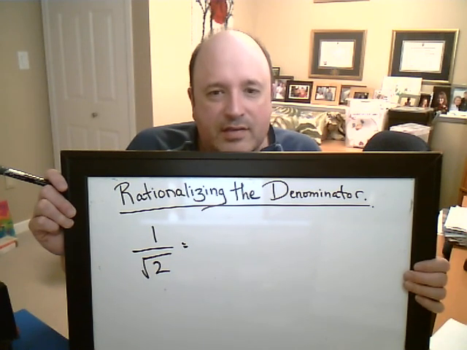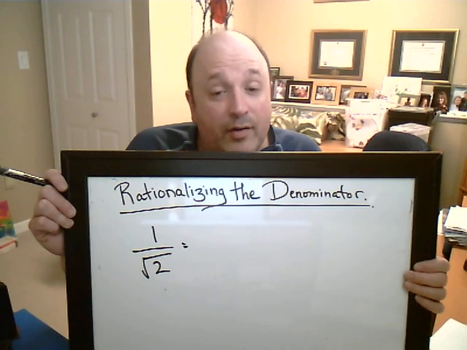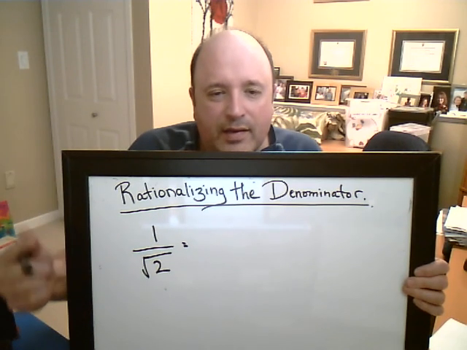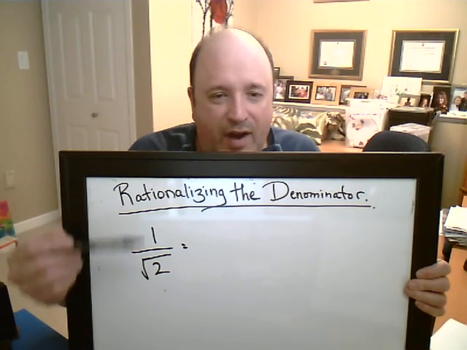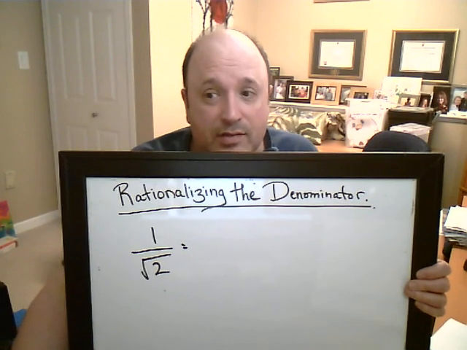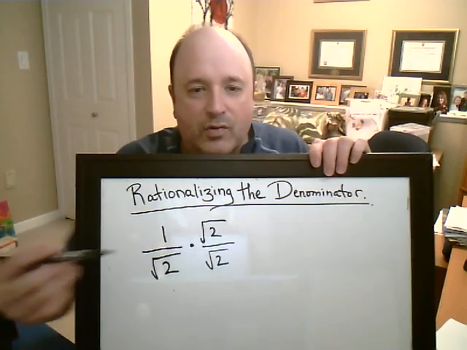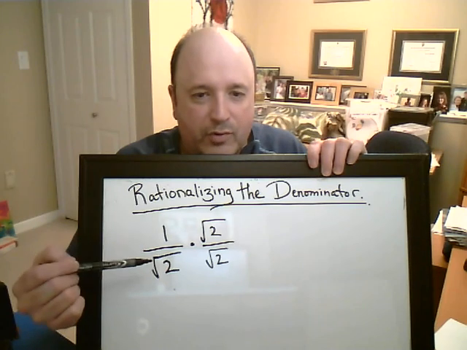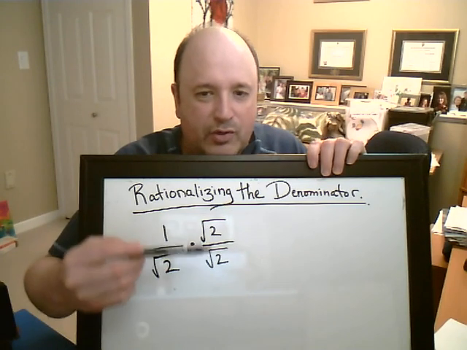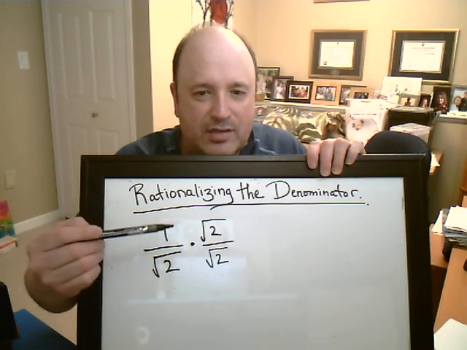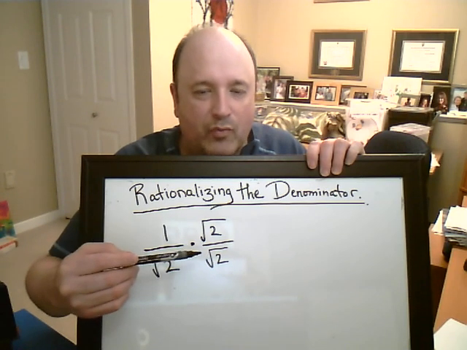So let's have a look and see how to do it. And it's a really simple trick. All you wind up doing is timesing this fraction by a very fancy form of 1. Let's have a look and see what this looks like. Okay, so I'm taking my original fraction, 1 over root 2, and I'm timesing it by root 2 over 2. Anything divided by itself is just 1. So I'm taking this fraction and timesing it by a very fancy form of 1.